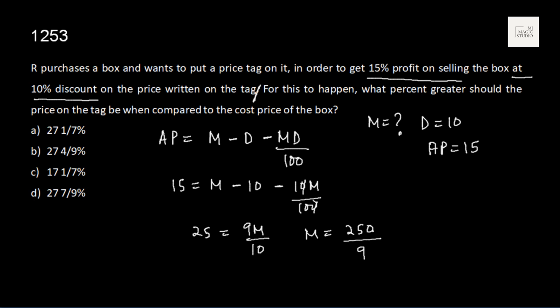Do we have 9? Yes. 250 by 9 would be 2 and 7. 18 and 70, 63, 7. 7 by 9. 27, 7 by 9. Option D. So marked up would be 27 7/9%.